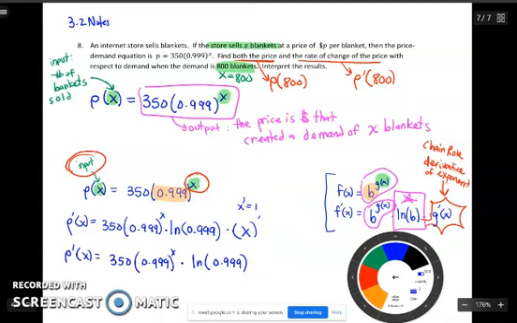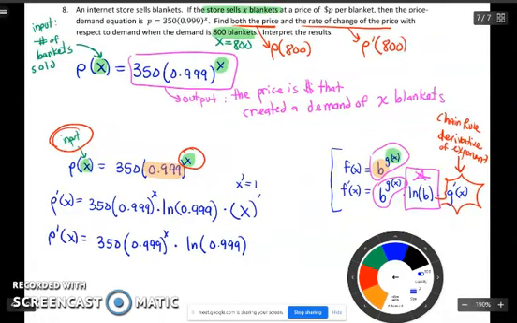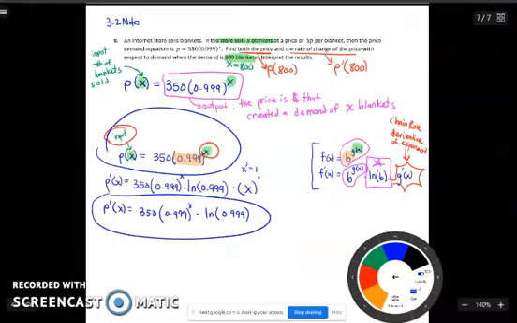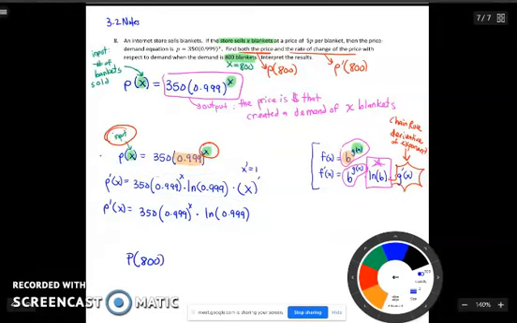Okay, and now I have my original function. I have my derivative of the function. I can plug in 800 to each of those rules. So let's do that. If I input 800 into the original function, that's this one up here, my rule says I'm going to do 350 times this constant base raised to the 800 power. So type that in on your calculator.